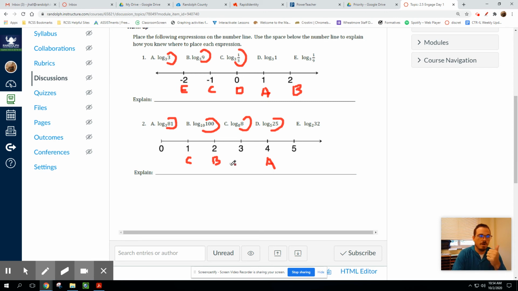D. 5 times 5 is 25. So D also goes to 2. And what power on 2 do I need to get 32? So 2 times 2, which is 4, times 2 is 8, times 2 is 16, times 2 is 32. So there you go. No powers of 0 because none of them are 1. No power of 3 because that doesn't work out.